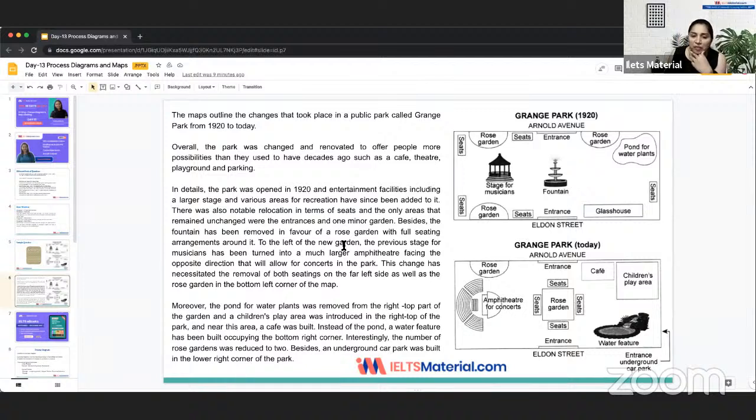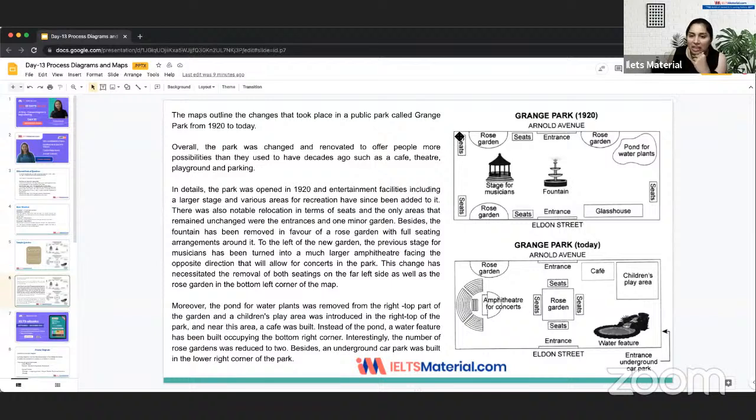Okay, to the left of the new garden, the previous stage for musicians has been turned into a much larger amphitheater facing the opposite direction. What is the meaning of facing the opposite direction? That is facing the western side. So the audience would be sitting here and the amphitheater is actually facing the western part, not the middle part. Okay, this change has necessitated the removal of both seatings on the far left side as well as the rose garden in the bottom left corner of the map.